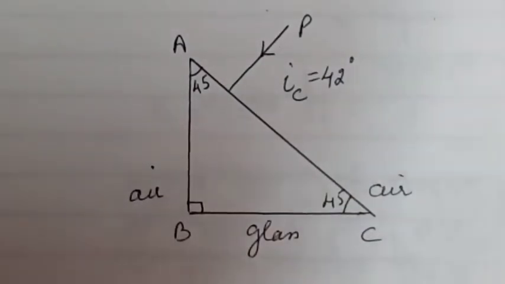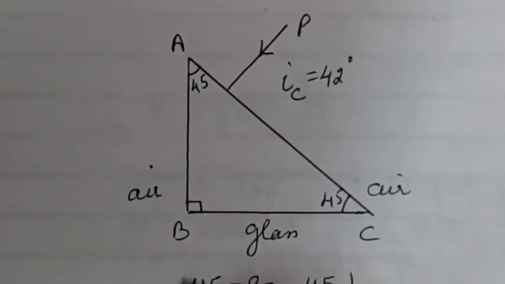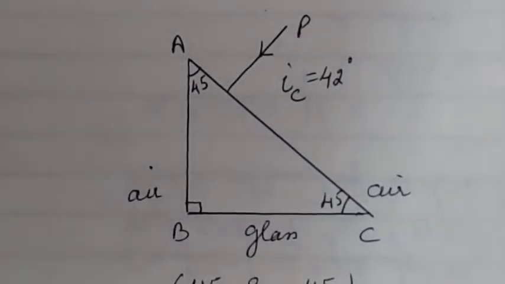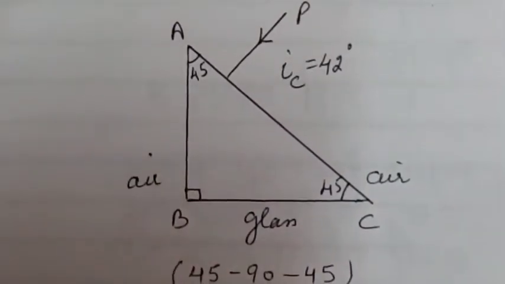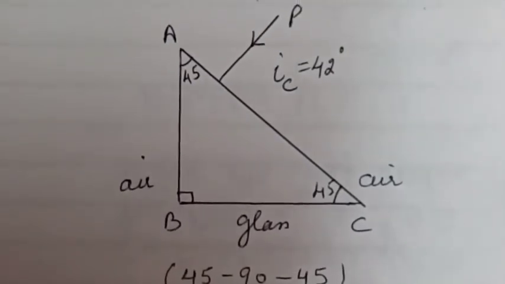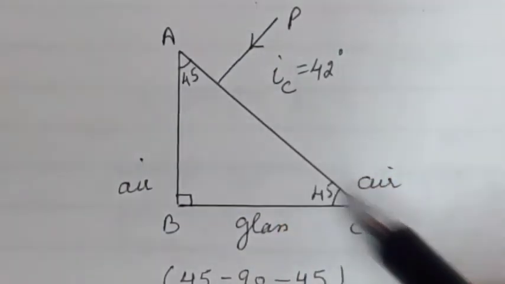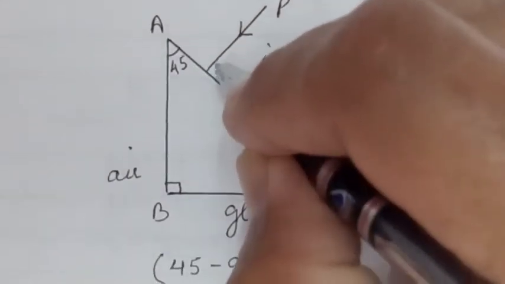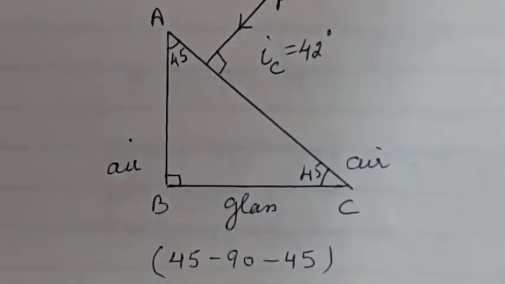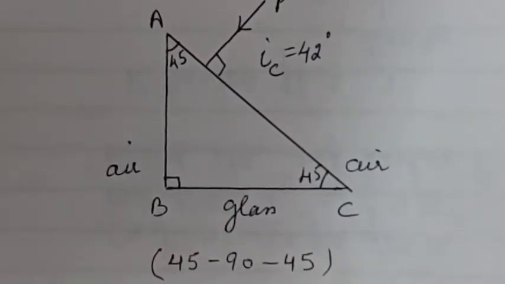Let us look at this question now. In this question we have been given a prism which is a 45, 90, 45 prism. Two angles are 45 degrees and one angle is 90. Isosceles right angled prism, which we have been doing before also. So in this prism, a ray of light P is made to fall on the side AC normally, normal incidence. The question is, complete the diagram to show the path of the ray as it emerges from the prism.